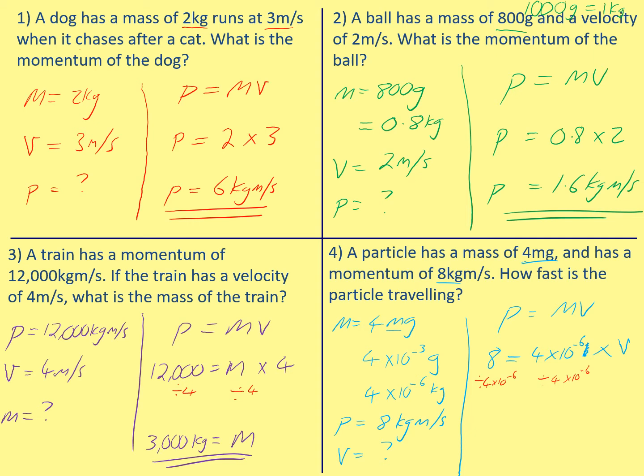So therefore the velocity is equal to, you could use a calculator, 8 divided by 4 times 10 to the minus 6. Which is 2 times 10 to the 6 meters per second. Very, very fast. So a tiny particle, 4 milligrams, has to travel really, really fast to have a momentum of 8.